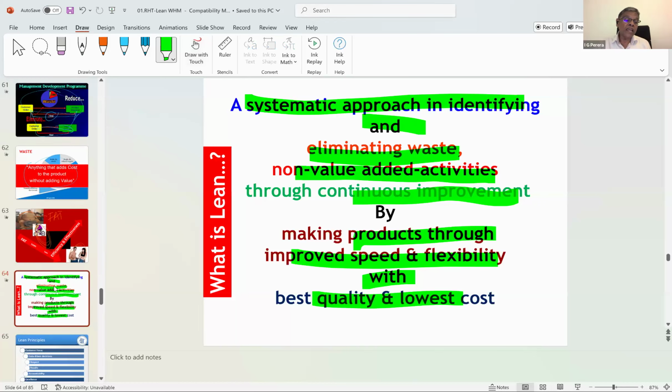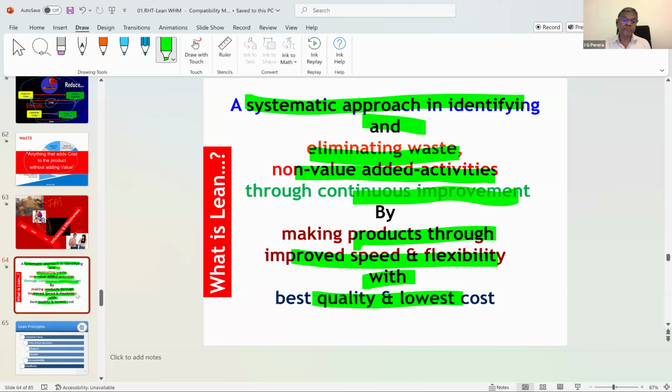So when you apply lean in the purchasing area, in the procurement area, when you reduce waste and eliminate waste, it becomes just in time. That is what is just in time.